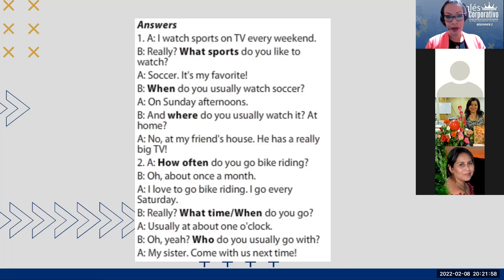Okay, now that we practice the conversation, is there any questions about vocabulary or pronunciation? No questions? Okay, I'm going to create a breakout room so that you can practice the two conversations with the classmates.